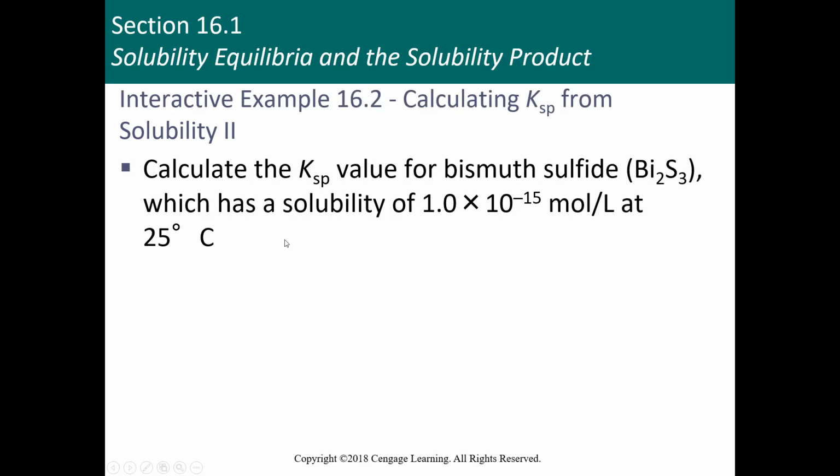Okay. Now, let's calculate the KSP value for bismuth sulfide, Bi2S3, which has a solubility of, notice this is not solubility product, it's solubility. So this will be a concentration. This concentration right here is 10 to the negative 15th at 25 degrees Celsius. So we have a solubility here. We need to get the KSP from it. And right here is our formula.